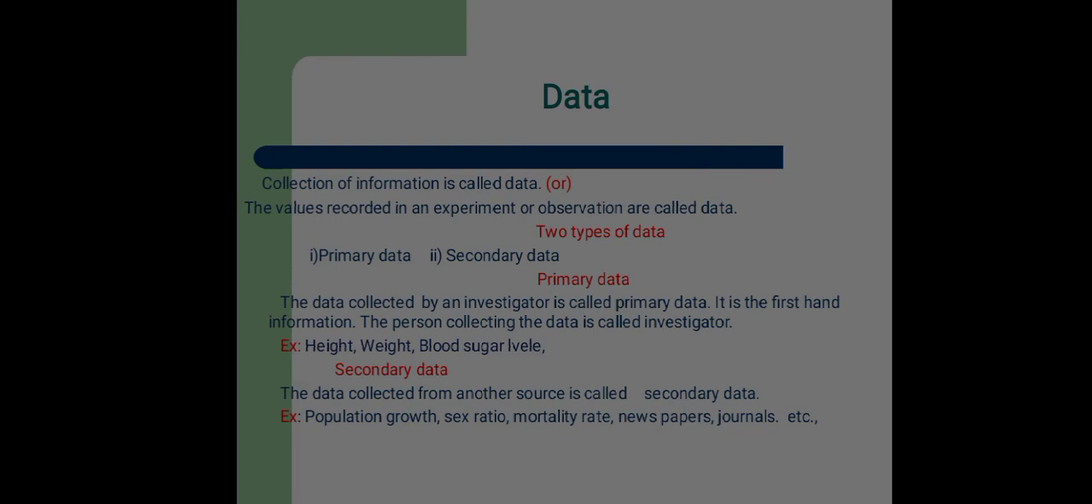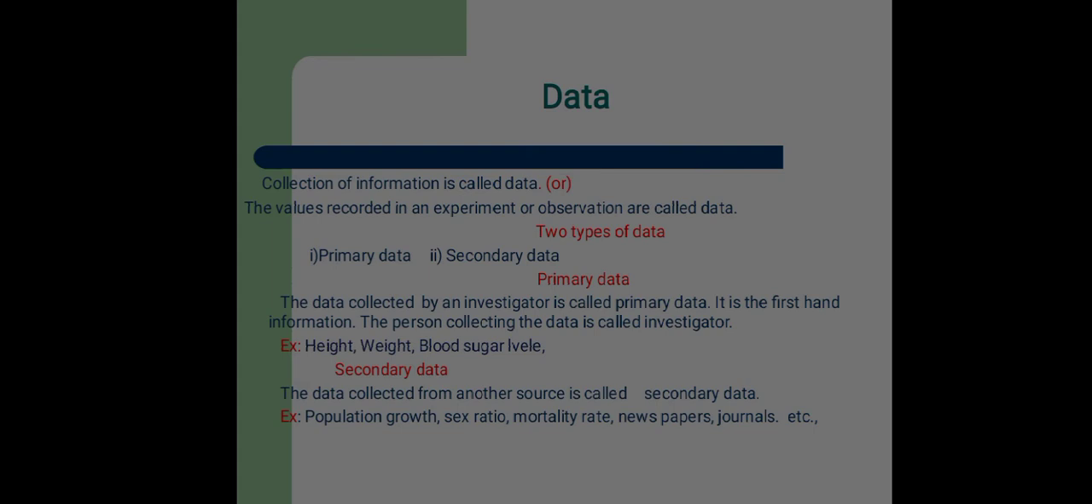Data are classified into two types: primary data and secondary data. The data collected by an investigator is called primary data. It is first-hand information. The person collecting the data is called the investigator. Example: height, weight, blood sugar, etc.